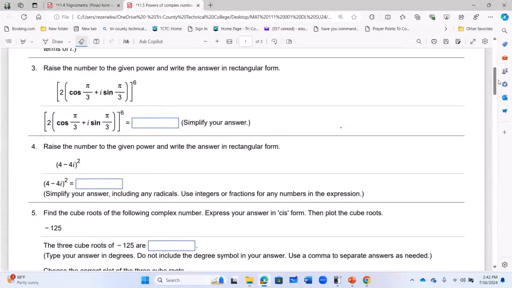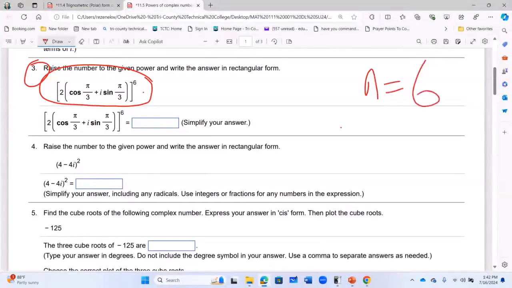All right, so let's go back to question number 3. We have a complex number in trigonometric form, or polar form, and the power n is equal to 6.